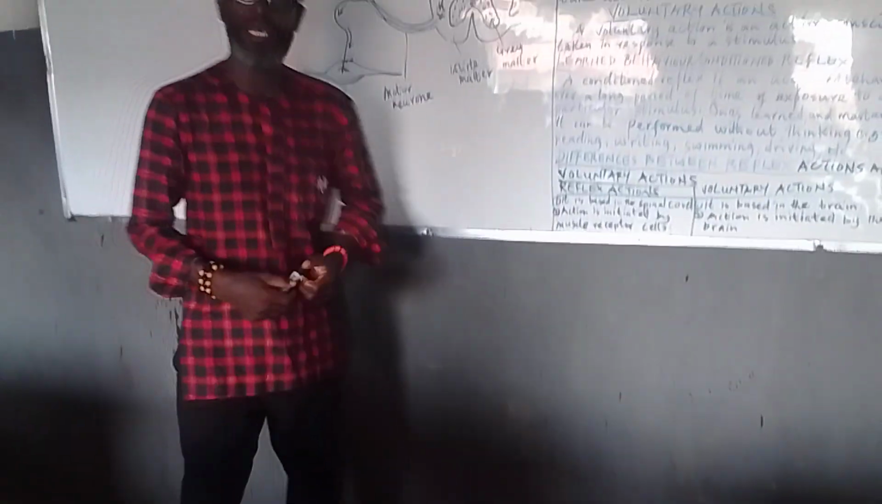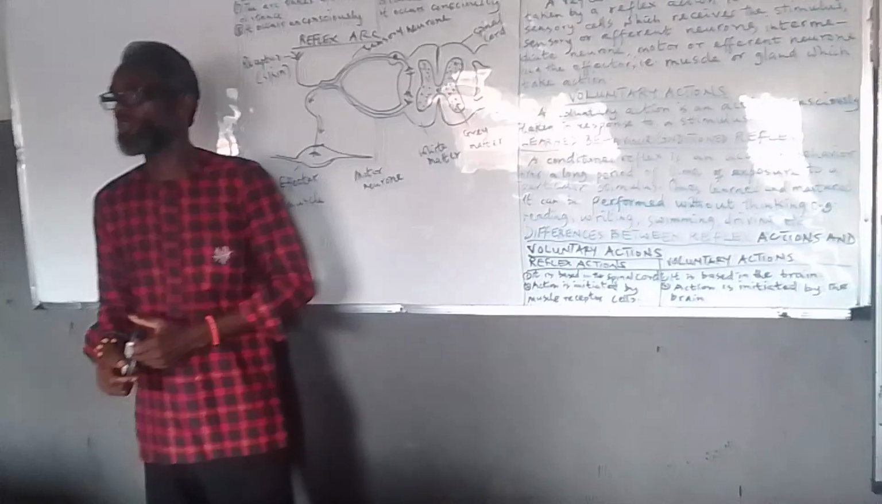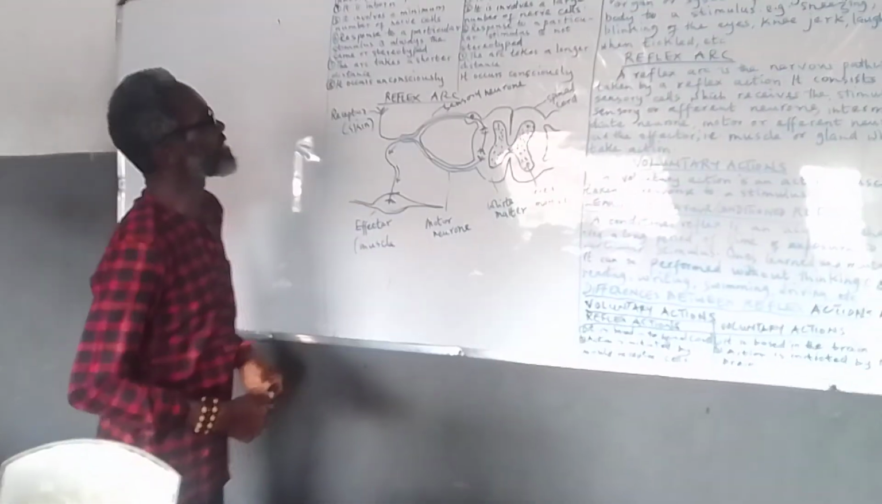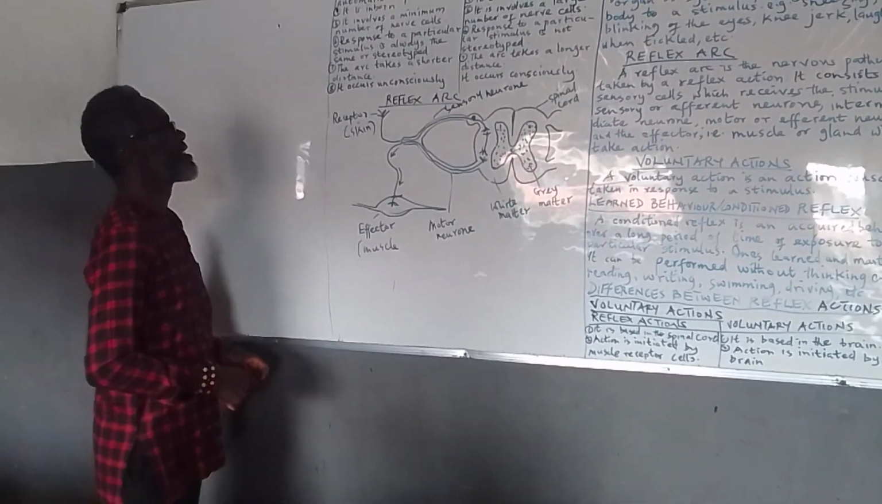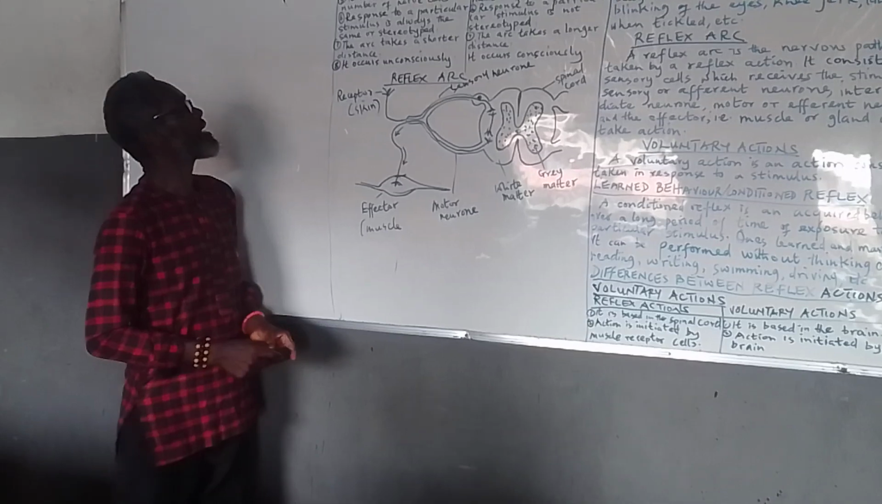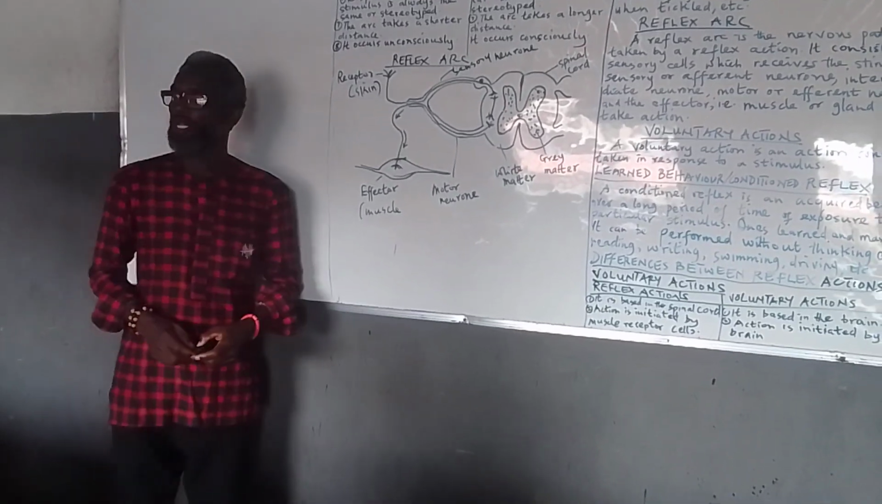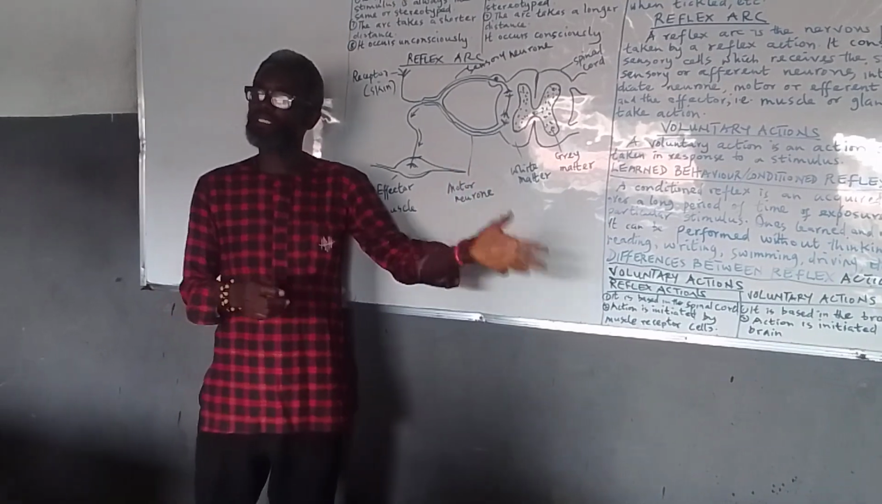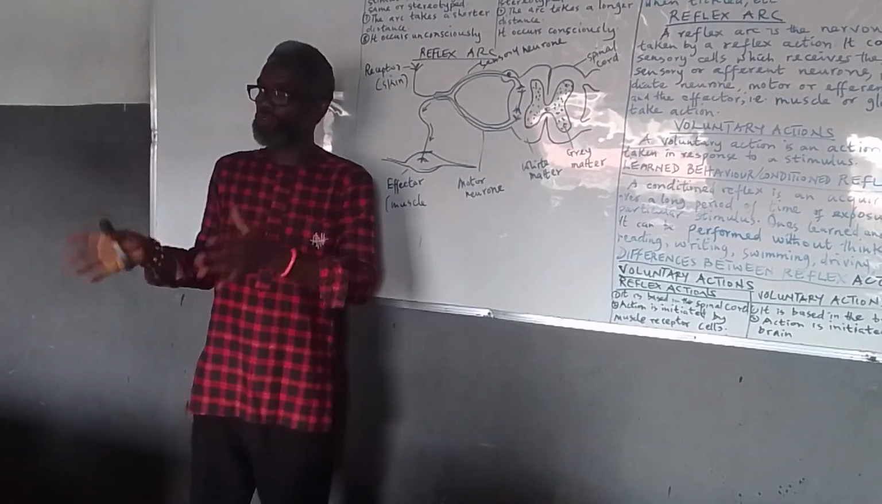Then it involves a minimum number of cells. That is the reflex action. Voluntary action involves a lot of cells, involves large number of cells. Response to a particular stimulus is always the same. In reflex action, the response is stereotyped. It's always the same. In voluntary action, you can control the action.